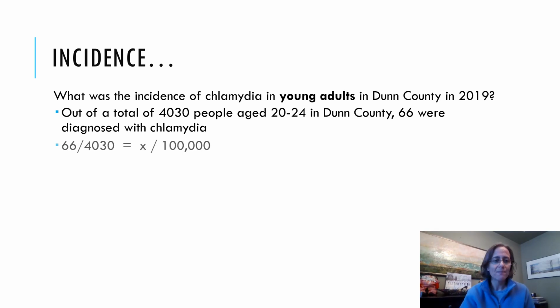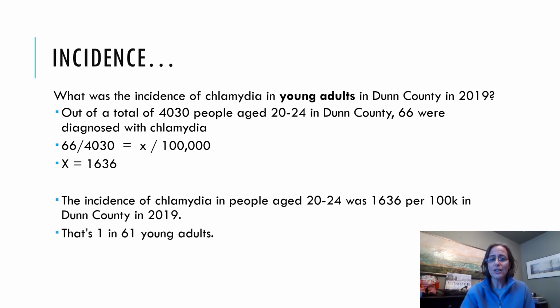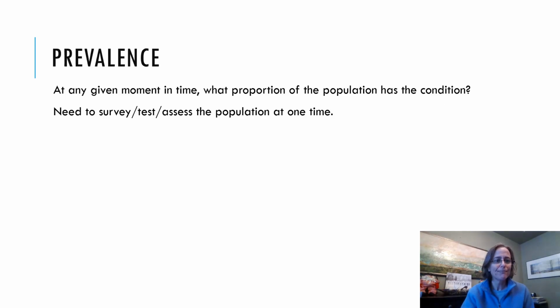So let's do the math. Right, so 66 out of 4,030 is equivalent to 1,636 out of 100,000. So that's actually 1 in 61. So it went from 1 in 275 for the overall population to 1 in 61 young adults. So it's pretty common, okay? So we see quite a lot of chlamydia in young adults in Dunn County. We see quite a lot of chlamydia in young adults in most of the entire country. It's just a really common infection. So that was incidence. Now let's talk about prevalence.